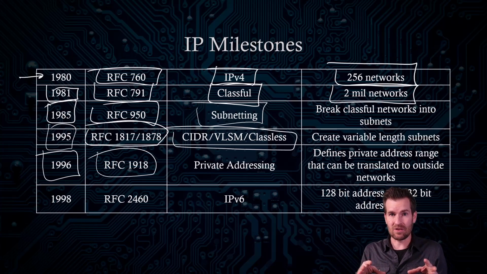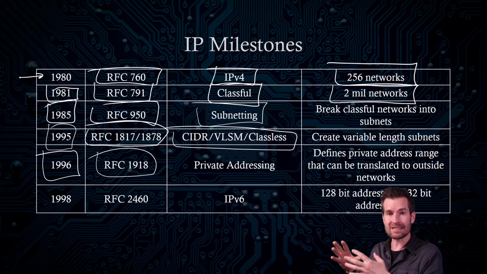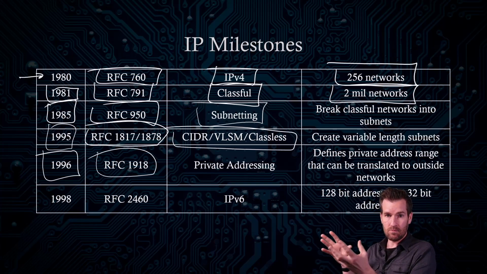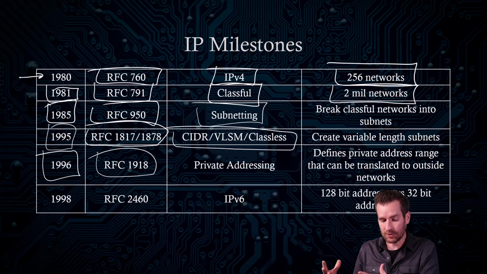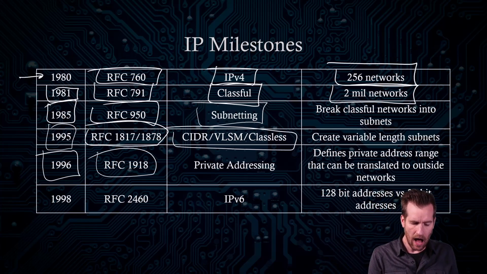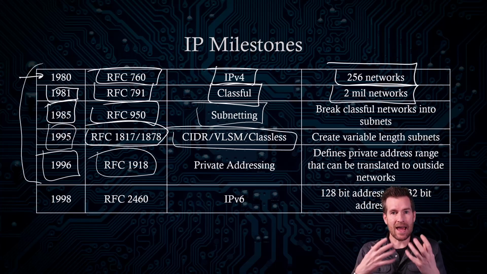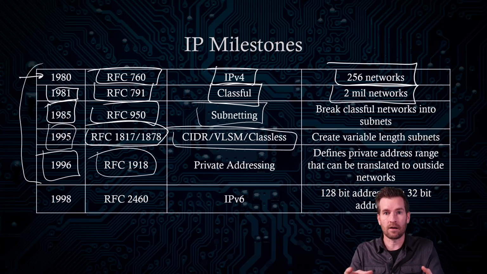And the advantage to this is that it greatly increased the number of networks that we could have, while still maintaining IP version 4, being able to keep using IP version 4. So really, all of these manipulations that came were changes to IP version 4 to push it along further.